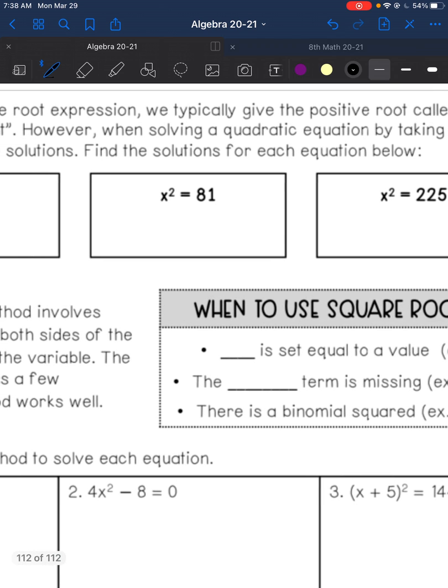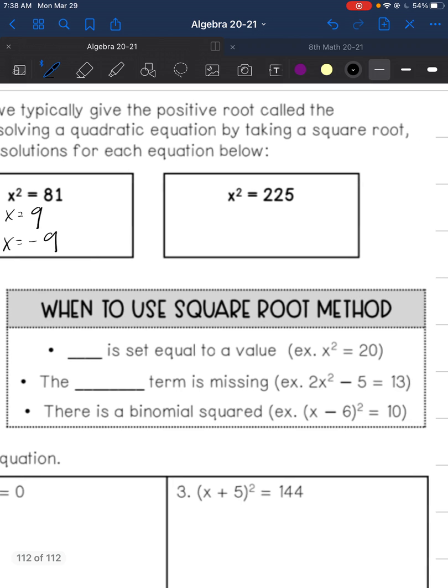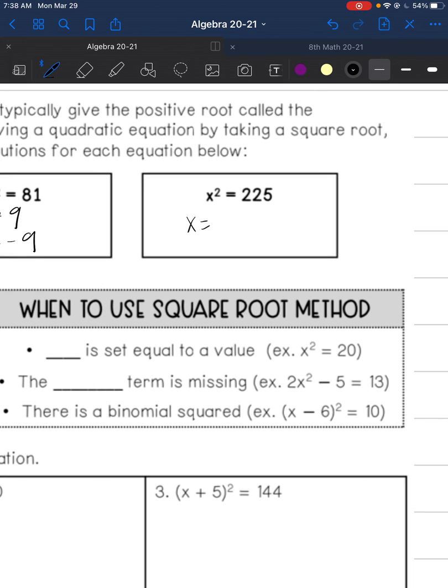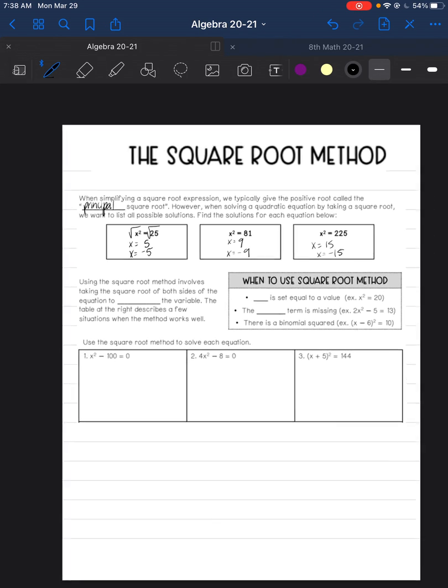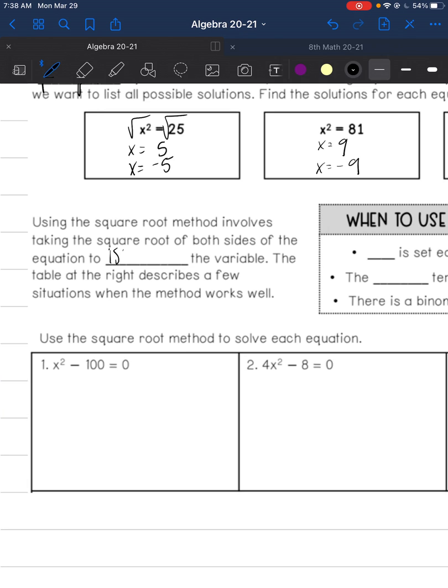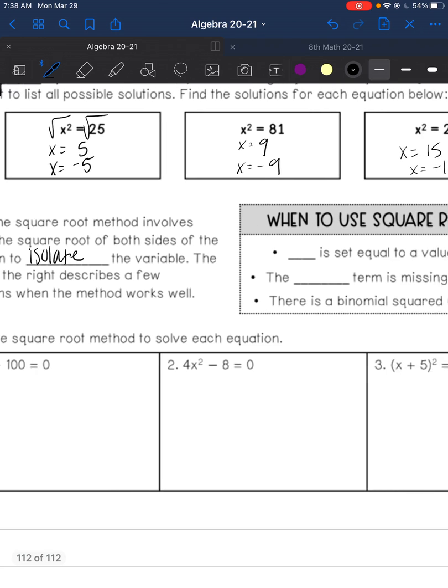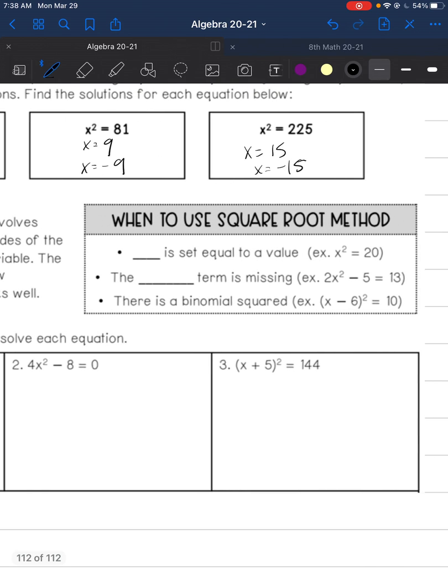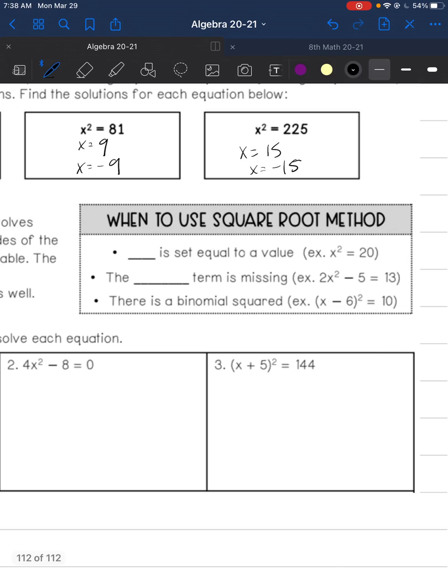Okay, same thing here. We're going to have x equals 9 and x equals -9. X equals 15 and x equals -15. So, using the square root method involves taking the square root of both sides of the equation to isolate the variable. The table at the right describes a few situations when the method works well. So these are the situations that you would want to use the square root method over a different method.